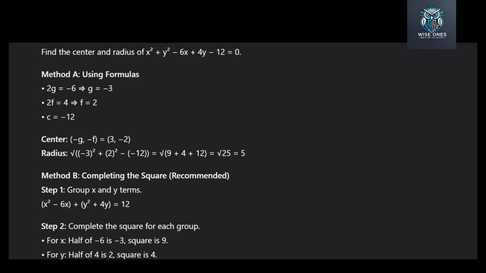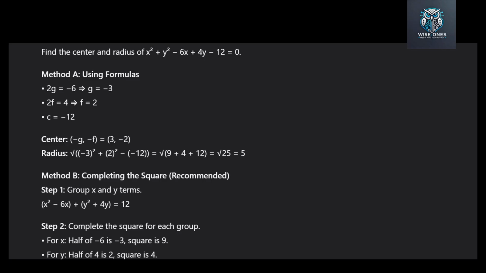Now find the center. Center is (negative g, negative f). Negative g is negative of negative 3, which is positive 3. Negative f is negative of 2, which is negative 2. So center is (3, negative 2). Now, find the radius. Radius equals square root of (g squared plus f squared minus c). g squared is negative 3 squared, which is 9. f squared is 2 squared, which is 4.